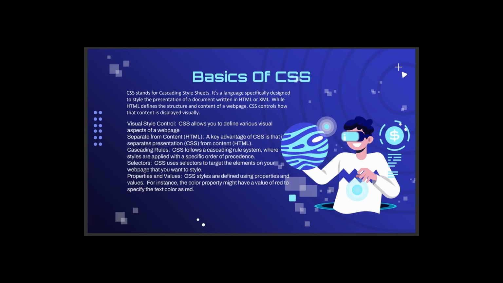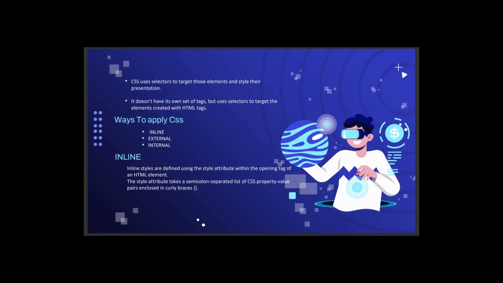Visual style is controlled separately from the content: cascading rules, selectors, properties and values. CSS uses selectors to target those elements and style their presentation. It doesn't have its own set of tags, but uses selectors to target the elements created within the HTML tags.